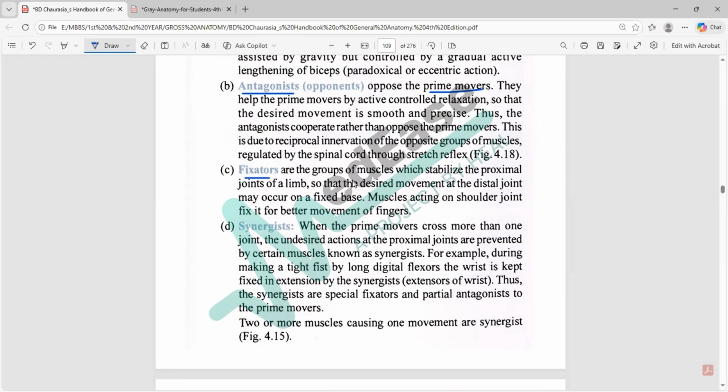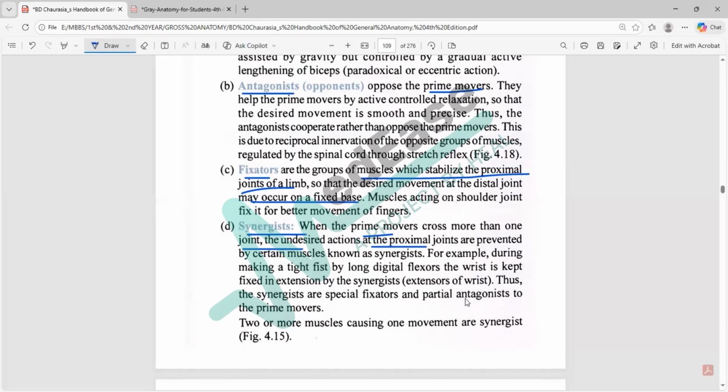Now, what are the fixators? Fixators are the group of muscles which stabilize the proximal joint. So therefore, the distal joint movement can occur. Whereas synergists are those muscles which will be mainly produced when the prime mover crosses more than one joint. They will be nullifying the proximal movement of the specific joints. These are produced because of these synergists mainly.